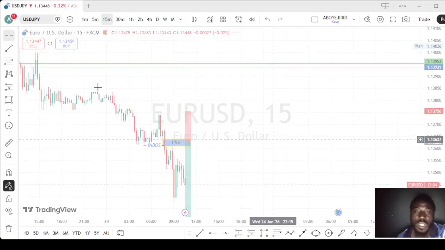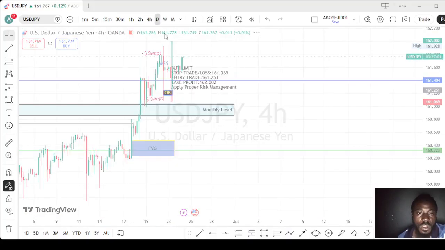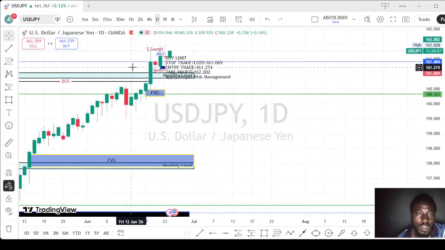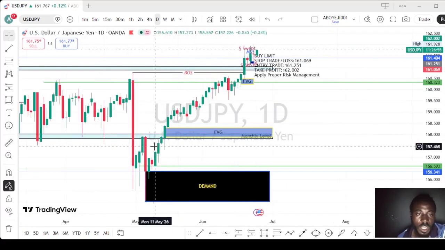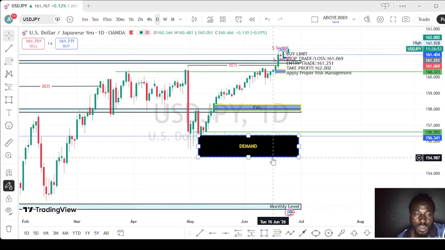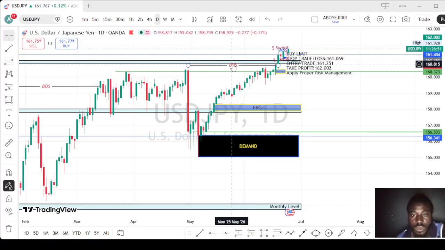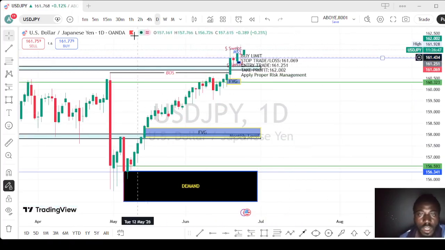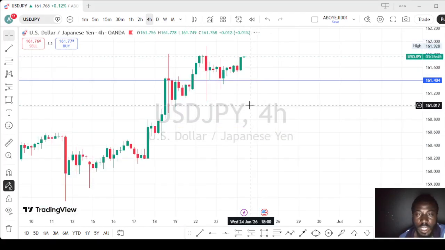Let's move to UJ. Let's see what UJ has for us. From the daily time frame, this is our swing high, and this is our swing low. This is the recent demand, this is the recent break of structure. And we have an FVG here, so the market is coming back here. So this is an uptrend market for our time frame.